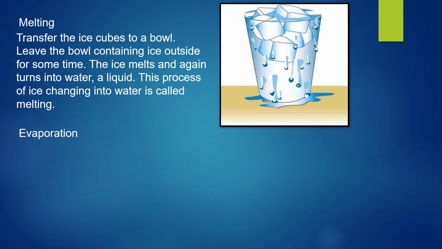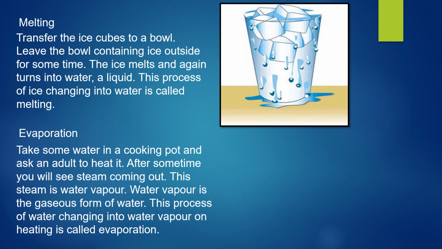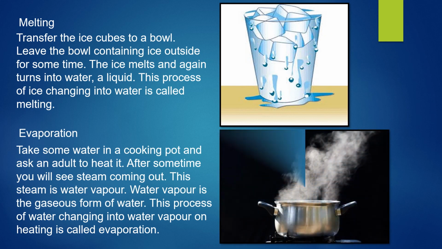Next one, evaporation. Evaporation means we are going to learn about that. Take some water in a cooking pot and ask an adult to heat it. Adult means you have to ask your mother, father, elder sister, or someone else. You should not do it by yourself. Then after some time you will see steam coming out. This steam is water vapor. Water vapor is the gaseous form of water. This process of water changing into water vapor on heating is called evaporation.